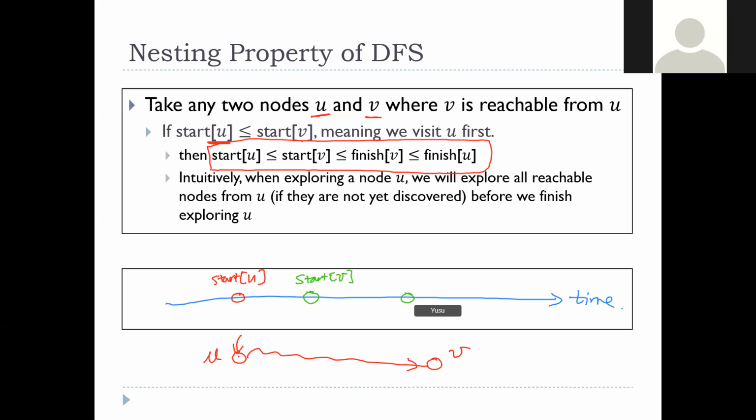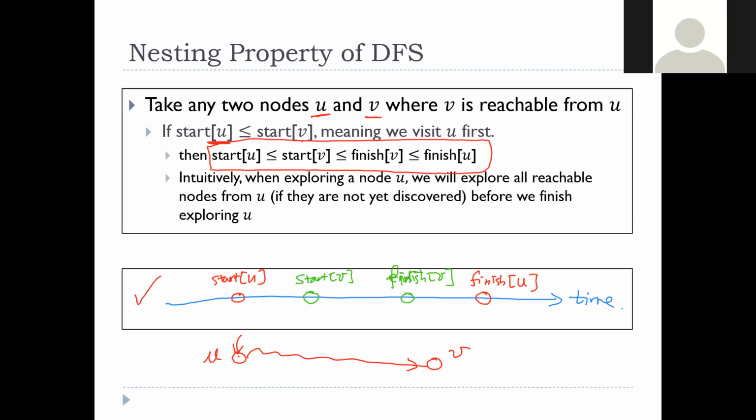And then you have to finish V. Oops, finish. Before you can go back to its predecessor, okay? And so in the end, you come back and finish U, okay? So this is the only relation that can hold if V is reachable from U and I discover U first. Okay, so this is quite natural.